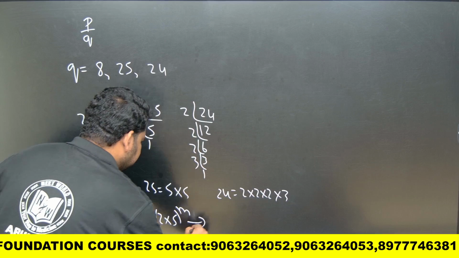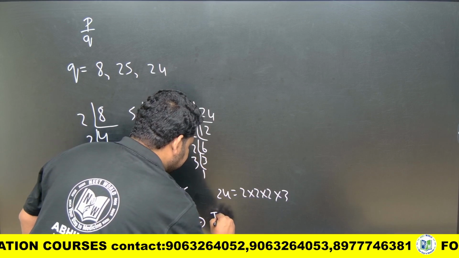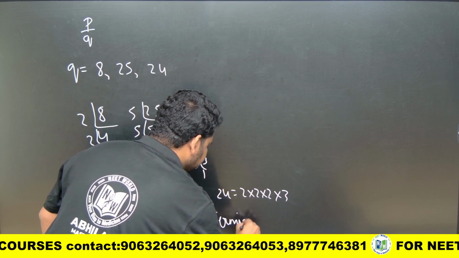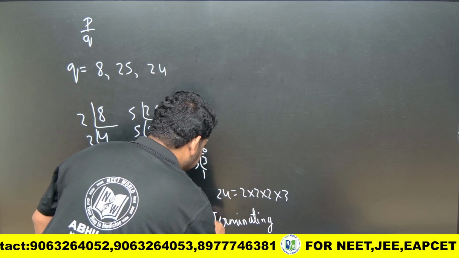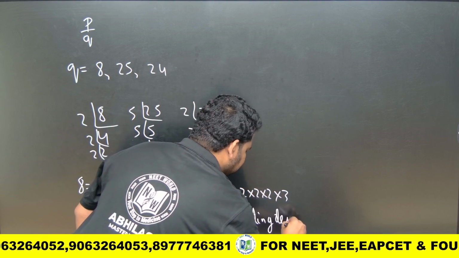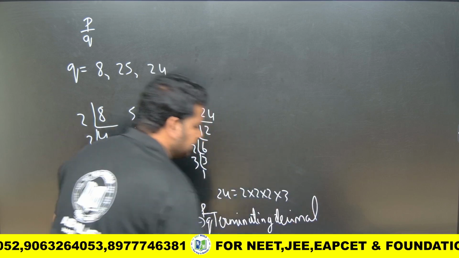then we say that it is having a terminating decimal. It is a terminating decimal. Then p by q will be a terminating decimal.